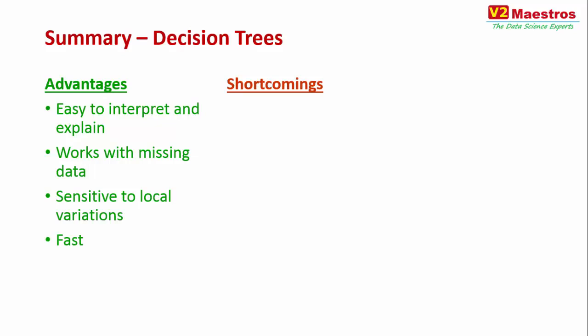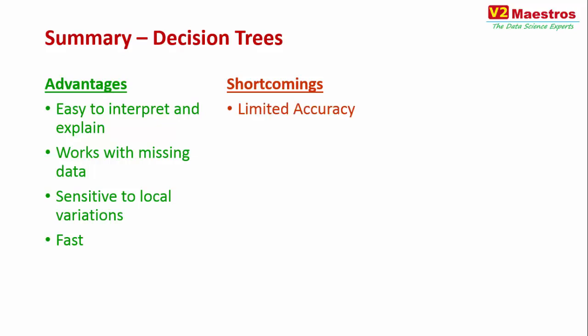And it is of course fast. It is pretty fast in building the decision tree, so model building is pretty quick. Why fast is an important thing is if you have to build models in real time for whatever reason, then this is one of the advantages.